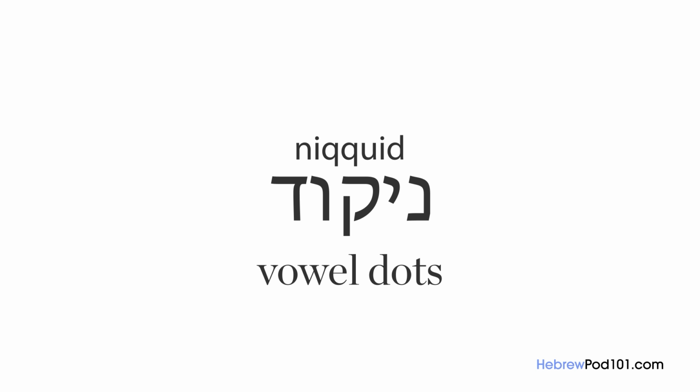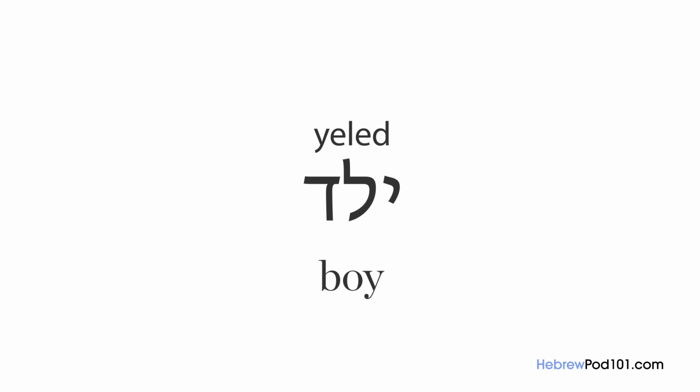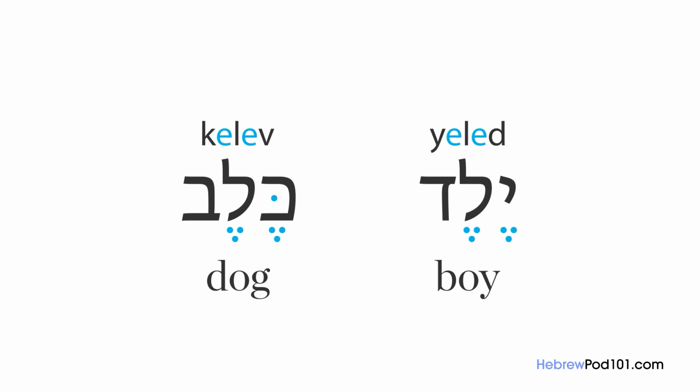You may be thinking, but what about vowels, right? These dots, called nikud, are placed underneath or next to the letter in order to let you know what vowel comes after the consonant. Here is the word for dog, kelev, without nikud. And here it is with nikud. Let's do the same with the word for boy, yeled. Without nikud, it's... And with nikud, it looks like this. Those are both with vowels.